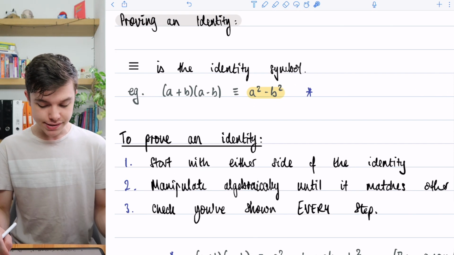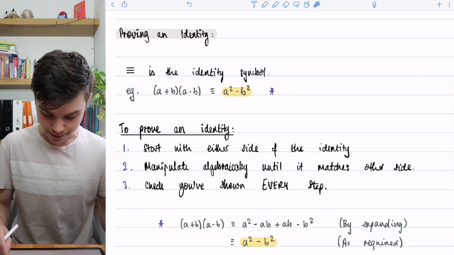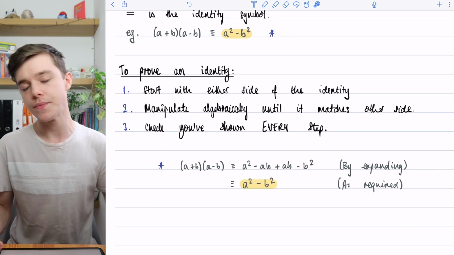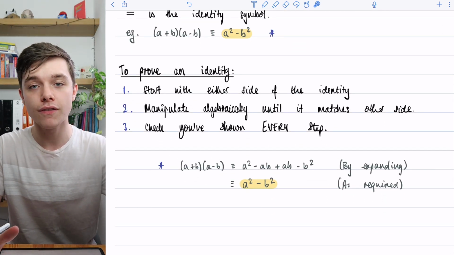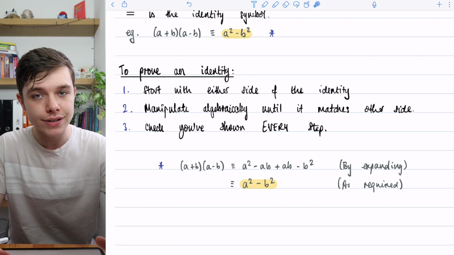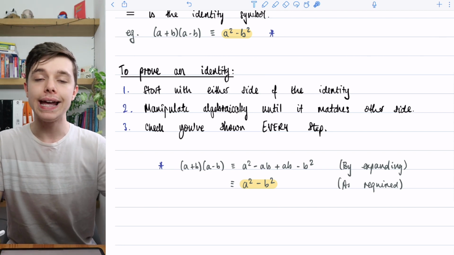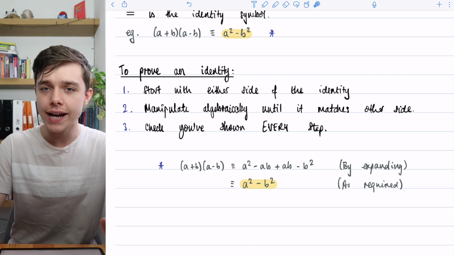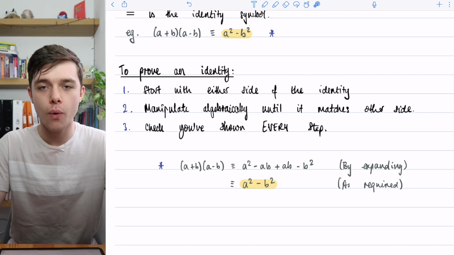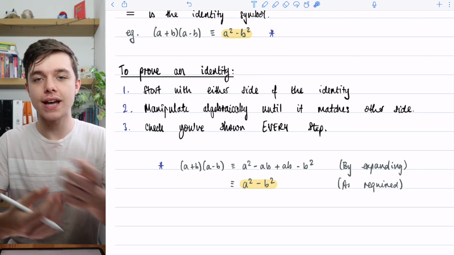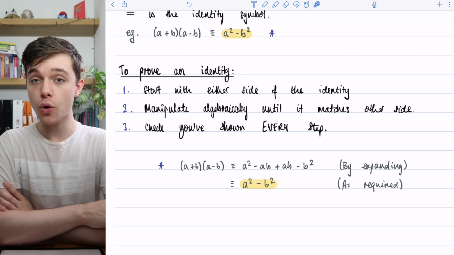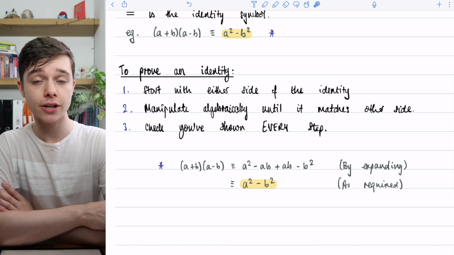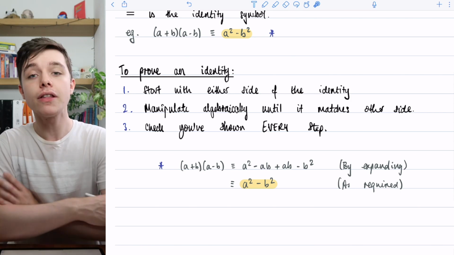Well, we have 3 steps to prove an identity. Here are the 3 steps. You can start with either side of the identity. Doesn't matter which side you want to start with. It's sometimes easier to start with one side than the other, and you will hopefully look at the question and maybe guess which side to start with. But if they both look quite easy, or they both look similar in difficulty, then try both.